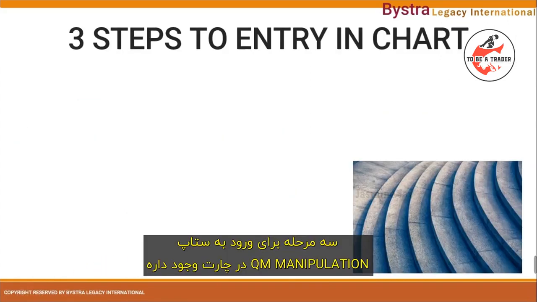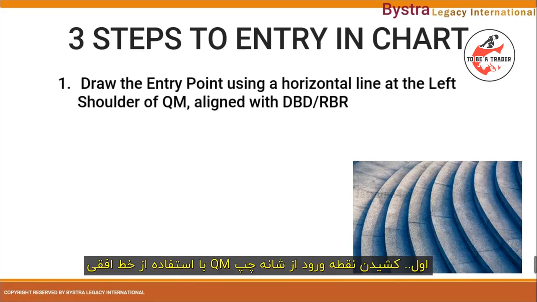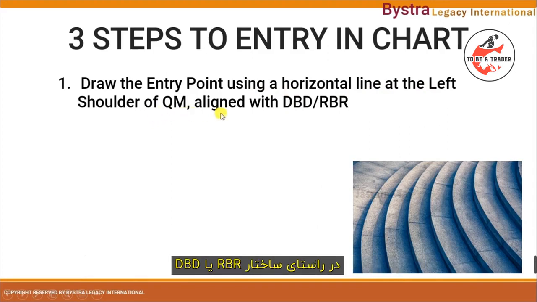There are 3 steps to entry in the chart for QM manipulation. It is very simple. First, remember guys, draw the entry point using a horizontal line at the left shoulder, which must be aligned together with the drop base drop or the rally base rally.